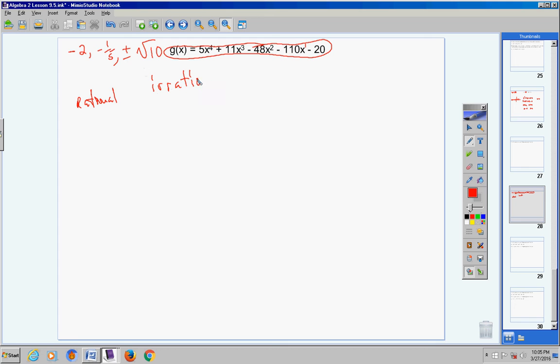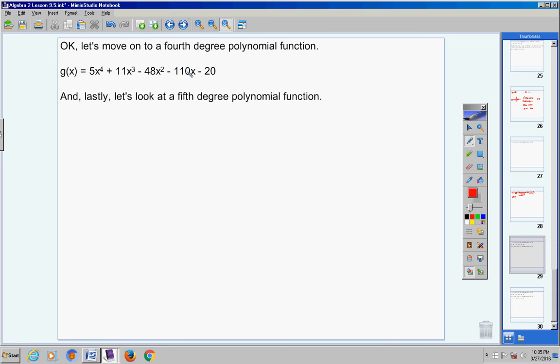Irrational. Okay, guys, you better be seeing the difference here. Alright, one more problem. We're finally done. Okay, one more. Here we go. You can work out if you want to, but it's a pretty tough problem. Actually, it's a very tough problem, so please pay attention. Okay, fifth degree. Here we go.